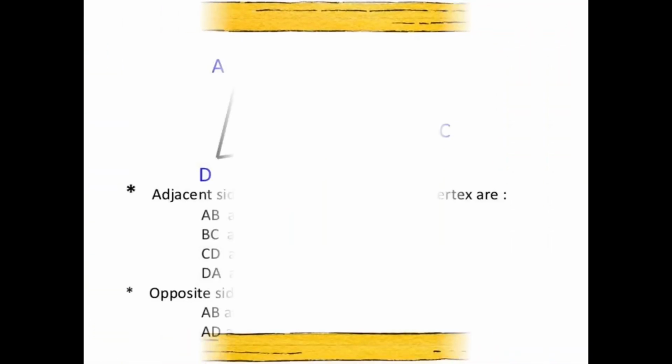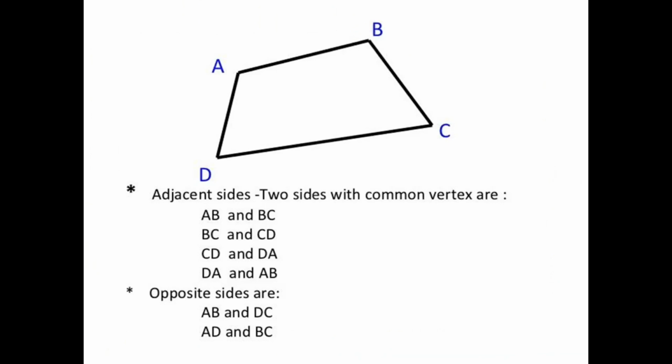Next topic is adjacent sides, and two sides with a common vertex are known as adjacent sides. In the quadrilateral ABCD, AB and BC, BC and CD, CD and DA, DA and AB are the adjacent sides, and the opposite sides are AB and DC, AD and BC. Hopefully it is clear to you.